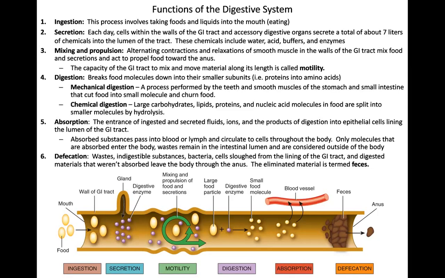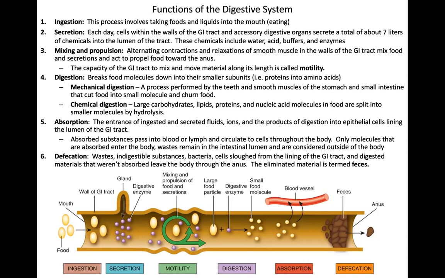Only molecules that are absorbed actually enter our body, because wastes remain in the intestinal lumen and are considered outside the body. It's kind of weird to think of it this way, but the breakfast that you ate this morning, probably still in your stomach and now moving into your small intestine, is technically still outside of us. At this point, it's really not doing anything specific for us, other than keeping us from being hungry again. Until it enters through the wall of the tract into the blood, it's not part of the body.